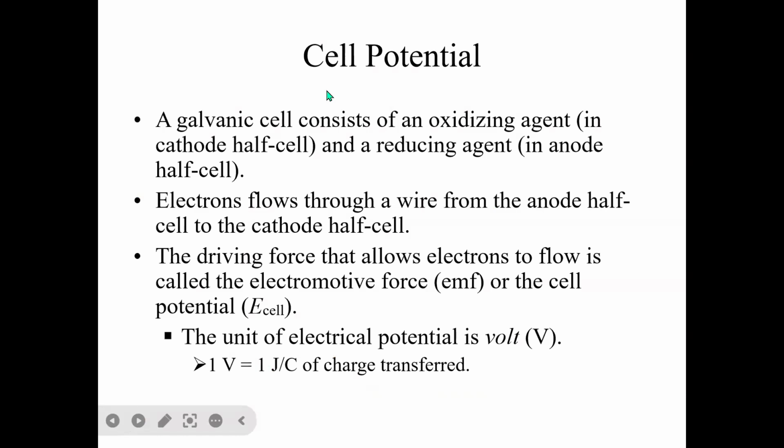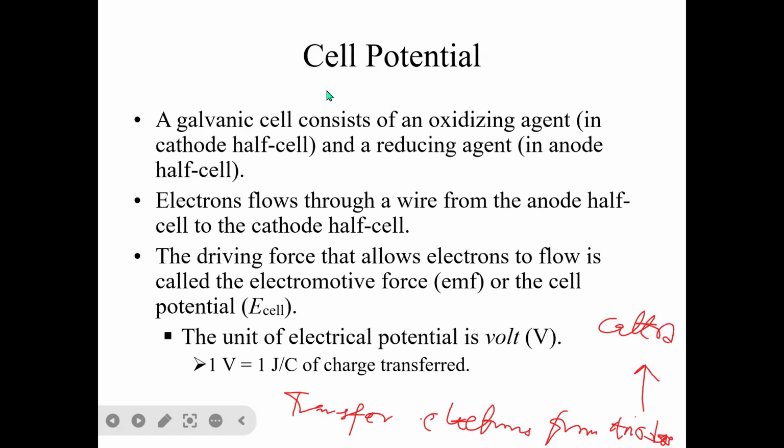Cell potential is an energy that transfers electrons from anodes to cathodes. And of course, that is a galvanic cell. In a galvanic cell, it consists of an oxidizing agent, that is the cathode half cell, and a reducing agent, which is the anode half cell. And of course, there is an electron flow from anodes to the cathodes.